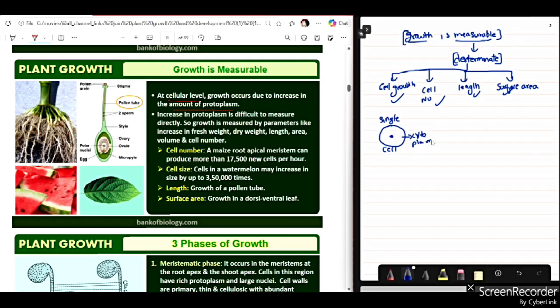Cytoplasm is there. Okay, right. So this cell is having the size of 5 centimeters. Just imagine, the cells do not have that much size, but just imagine it is having 5 centimeters of size, and now it has increased into this much size. Now it has grown so much.